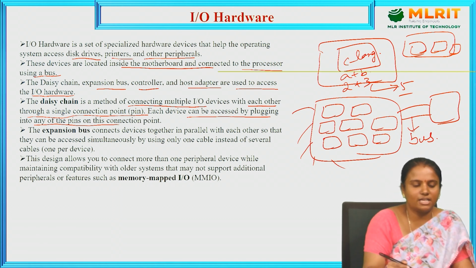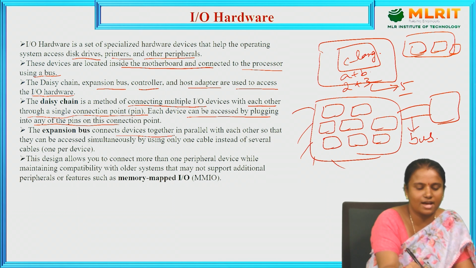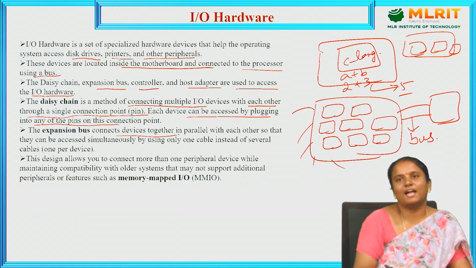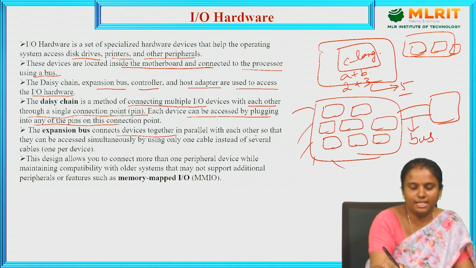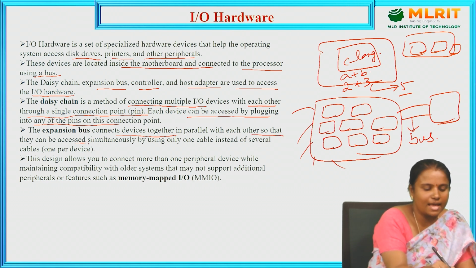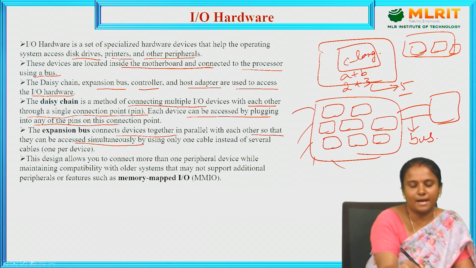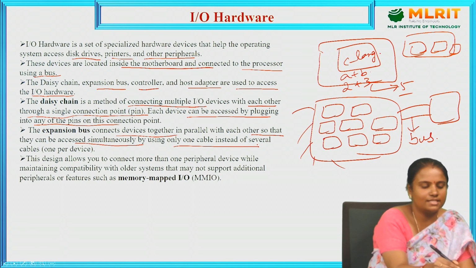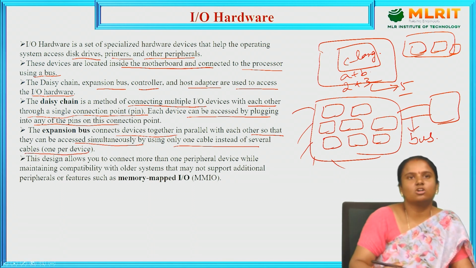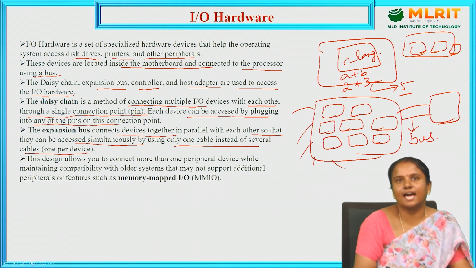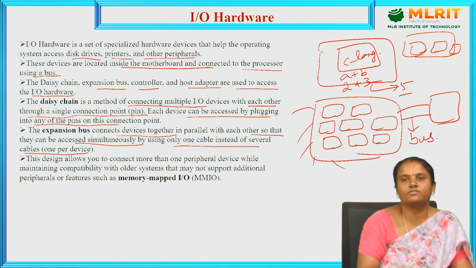The expansion bus connects devices together. The expansion bus can be connected in parallel, so devices can be accessed simultaneously using only one cable instead of several cables. The buses connected one after the other are connected in parallel and accessed simultaneously instead of through several cables.